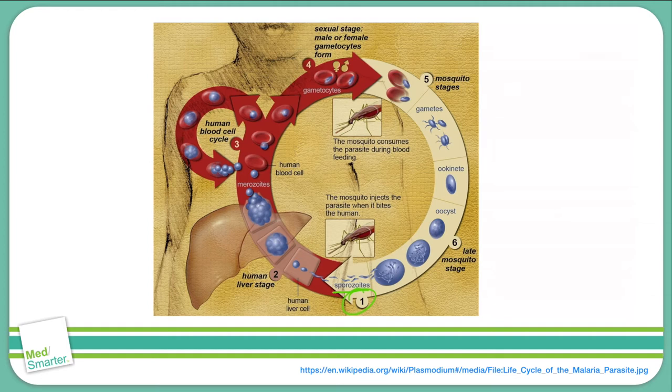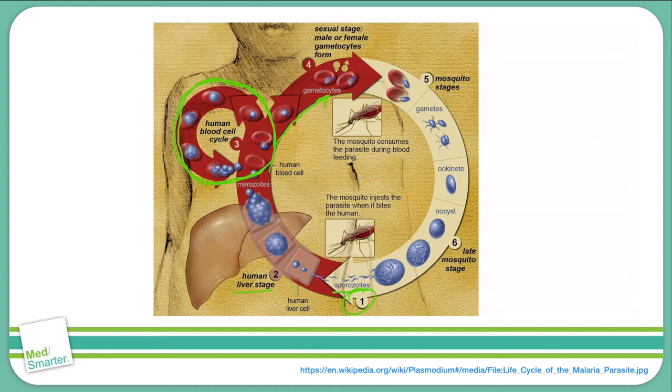At some point in time, the hypnozoites can then form merozoites and pass into the bloodstream. At this point, it will go through the human blood cell cycle, where it will continuously replicate until it is far enough along to form gametocytes. Gametocytes are the sexual stage of the Plasmodium protozoa, which is the infectious stage.